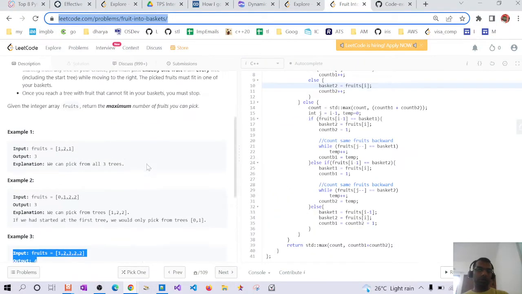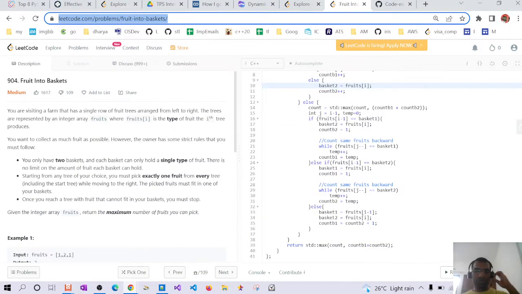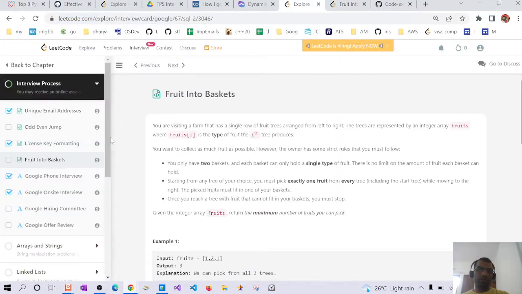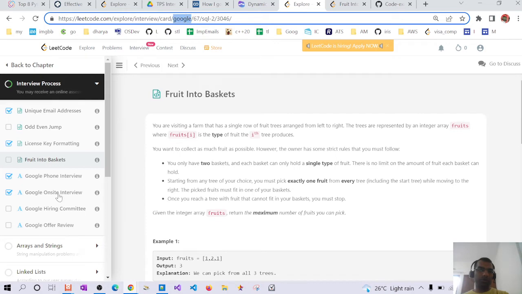So, hello guys, today we are going to discuss this question, fruit in baskets. This is a Google interview question which I found in the Google LeetCode Explore card. So today we are going to solve this fruit into baskets problem.